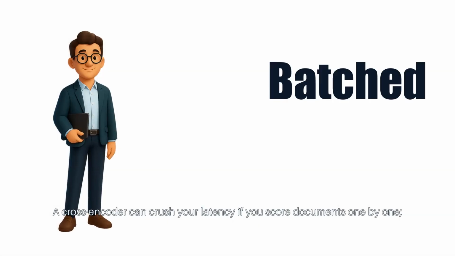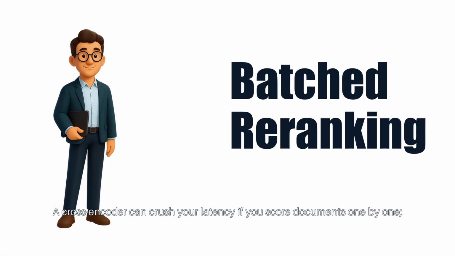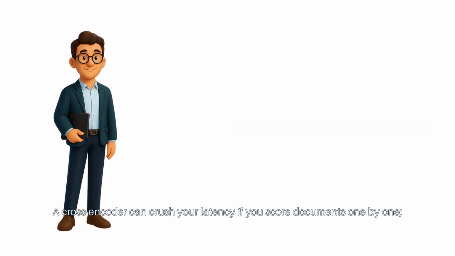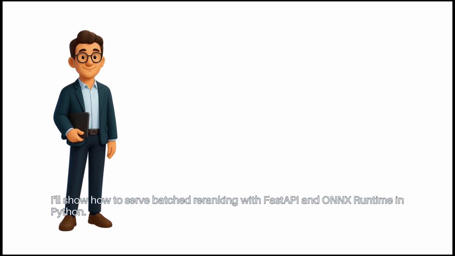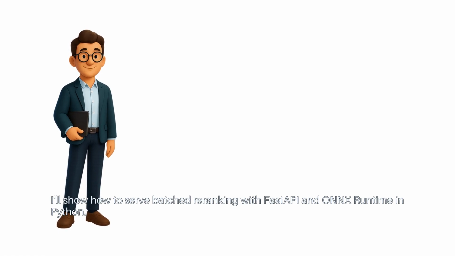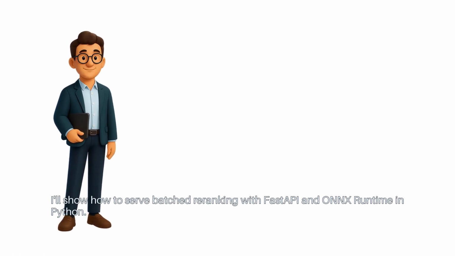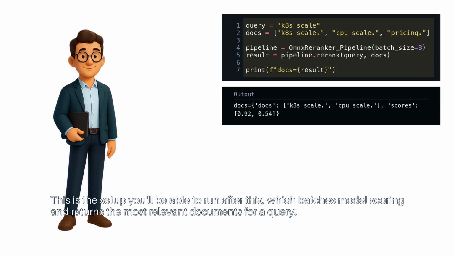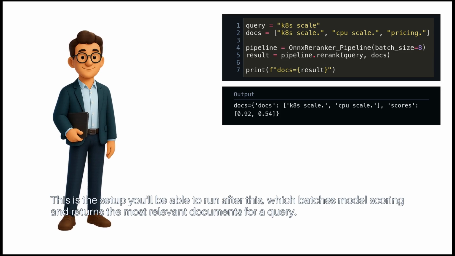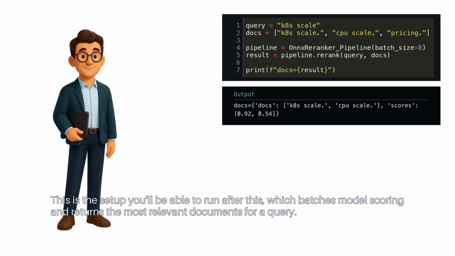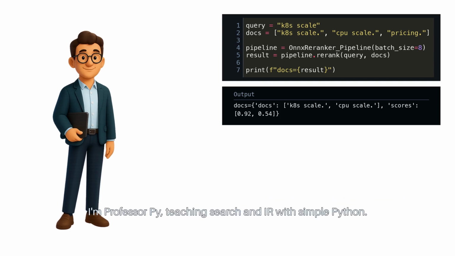A cross-encoder can crush your latency if you score documents one by one. I'll show how to serve batched re-ranking with FastAPI and ONNX Runtime in Python. This is the setup you'll be able to run after this, which batches model scoring and returns the most relevant documents for a query. I'm Professor Pi, teaching search and IR with simple Python.